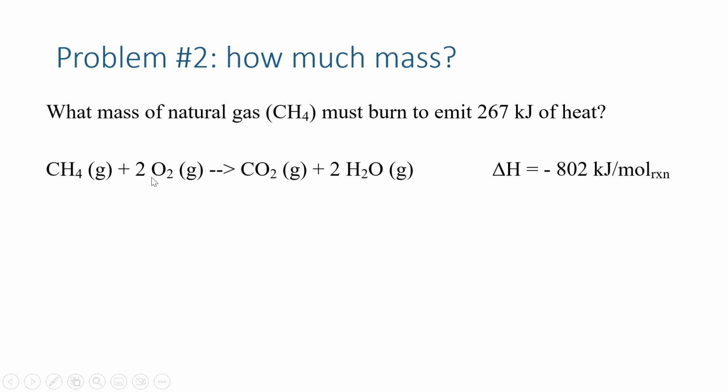So we have a chemical equation, we've got delta H here, but in this case, I'm given kilojoules and I'm trying to find mass. Still, a good first step in any problem solving is to see if I can find mole. So I'm going to start with writing down the number that I am given, which is 267 kilojoules. Okay, that's how much heat energy I want to produce. I'm trying to figure out how much CH4 I need to burn to do that.